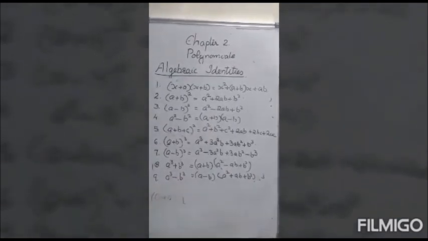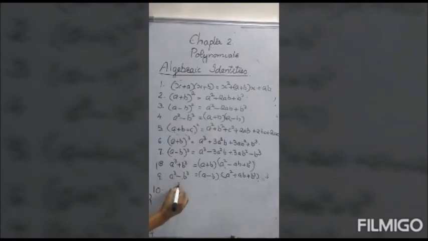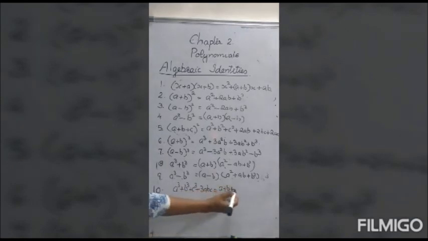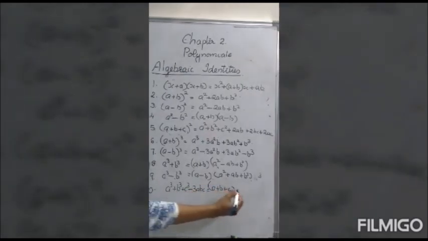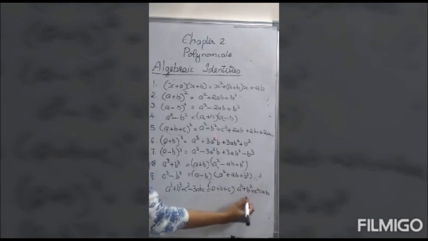Now one more identity is there, that is the 10th identity. a cube + b cube + c cube - 3abc equals (a + b + c) into (a square + b square + c square - ab - bc - ac).